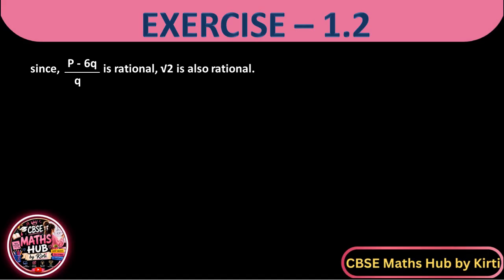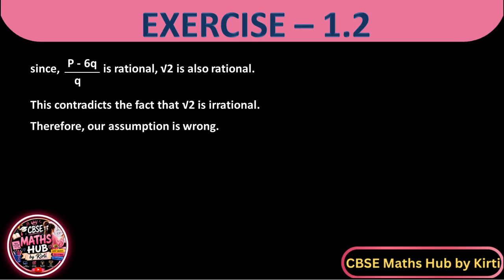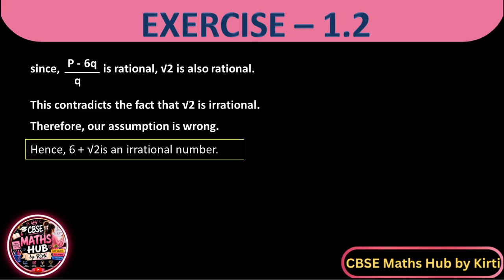Now, let's see the conclusion. Since p minus 6q upon q is a rational number, it means root 2 should also be rational. But we already know that root 2 is an irrational number. This contradicts our assumption. Therefore, our assumption is false. Hence, 6 plus root 2 is an irrational number. With this, all parts of question number 3 are completed successfully.